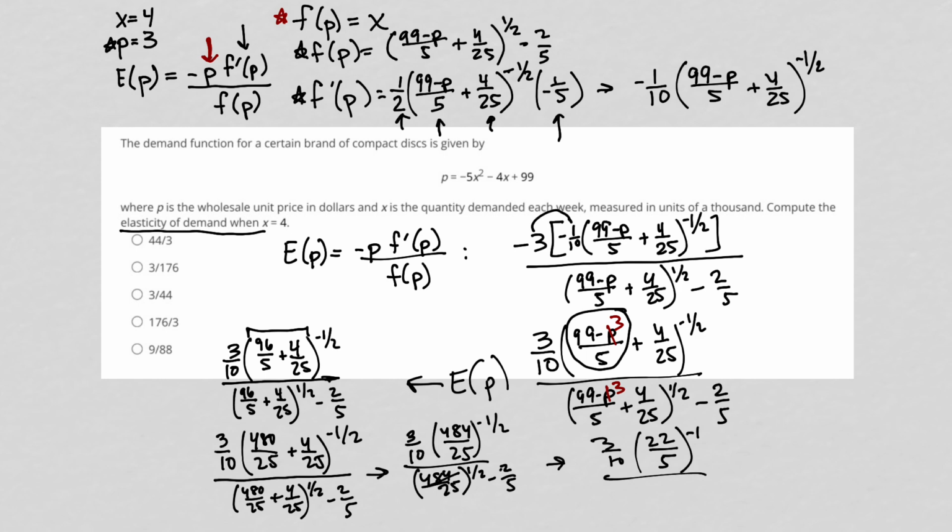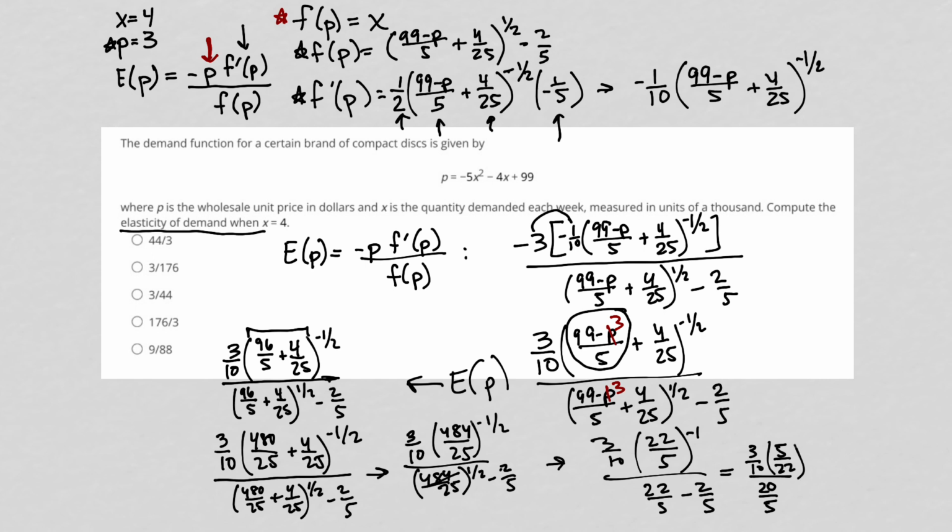On the bottom, it's going to be the same thing. 484 over 25 to the 1/2 power is 22 over 5, but I still have a -2 over 5 down here. So I can combine my denominator. 22 over 5 minus 2 over 5 is 20 over 5. And I still have 3/10 here. And then 22 over 5 to the negative first power actually just makes the reciprocal, making it 5 over 22.